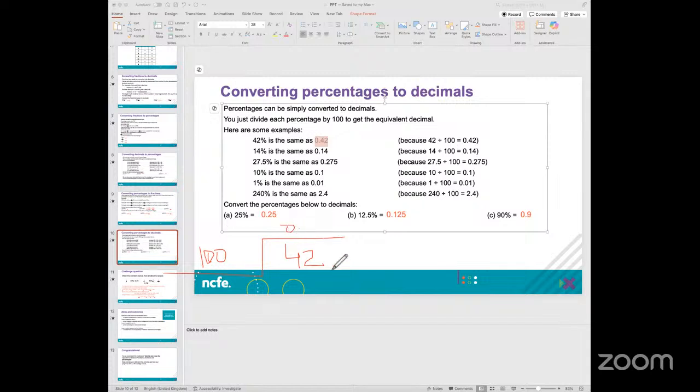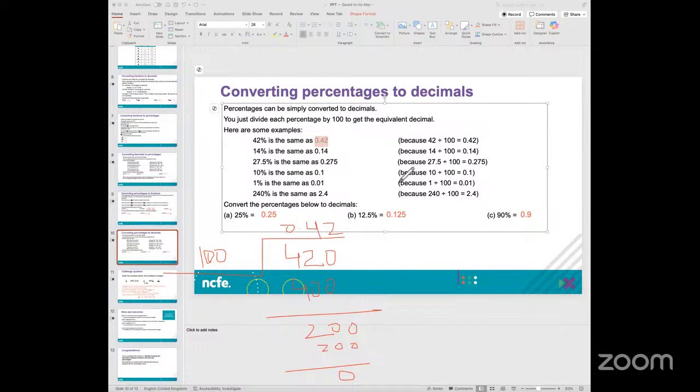Then I put a point, and then I bring a 0 here. So now this becomes 420, which is divisible by 100. So 100 times 4 is 400, right? And then if I take that away, we are left with 20. Again, what number is going to be divisible? So I bring another 0 here, and it becomes 200. So 100 times 2 is 200, take away 200, and then it becomes 0. That means now this is fully divided. So 0.42 is the decimal of 42%.